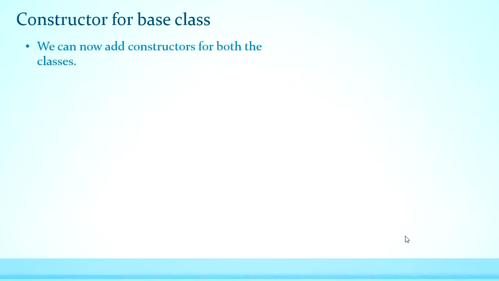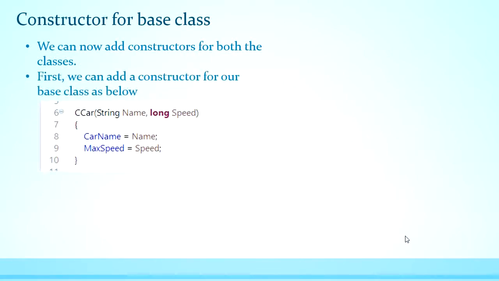Now we will add a constructor for our base class. We can add constructors for both the classes, but first we will add it for the base class. So if you see, we just replaced the set function with the constructor for C car, and this constructor receives 2 parameters, then initializes its internal members.